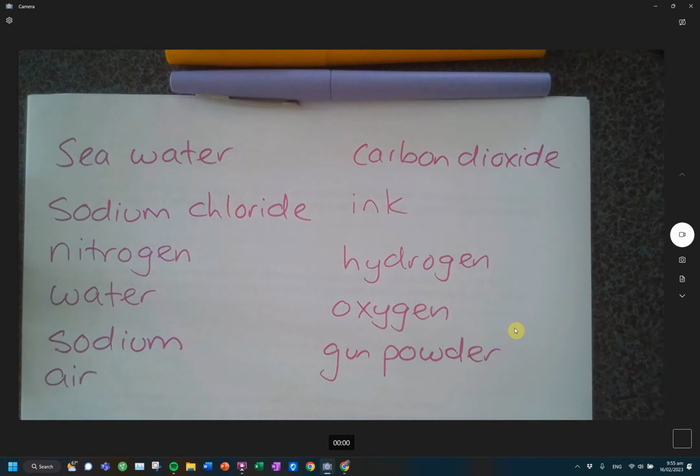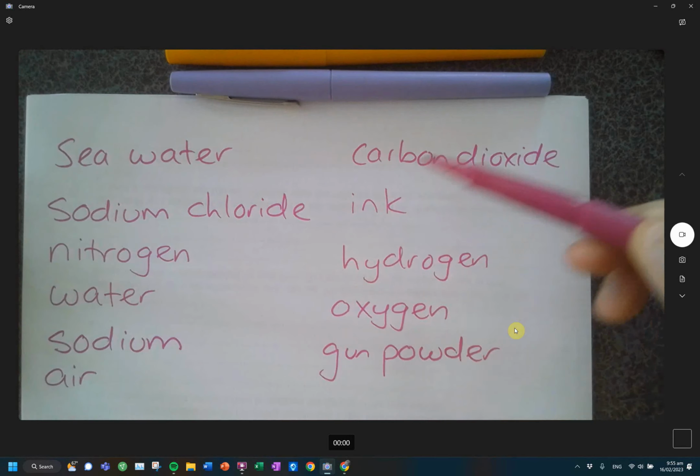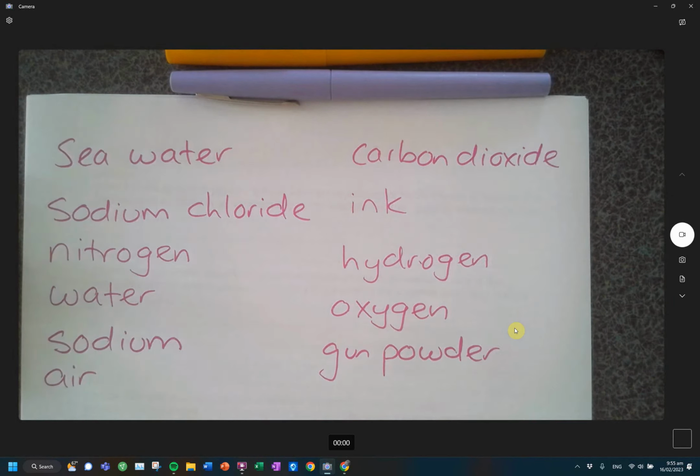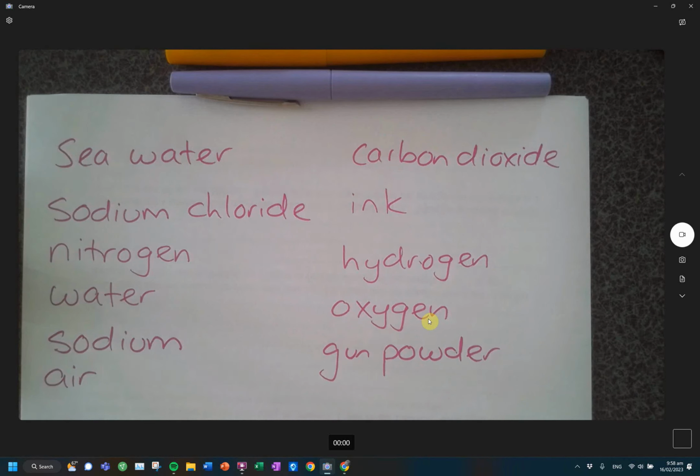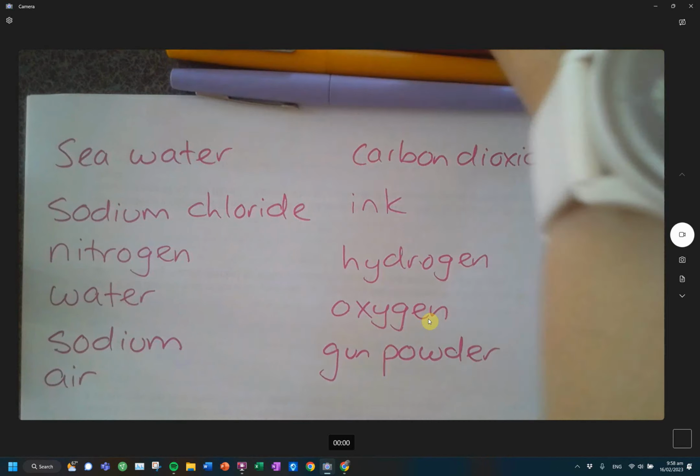So with these, what is that? 1, 2, 3, 4, 5, 6, 7, 8, 9, 10, 11 words. I want you to figure out what 3 groups they belong in. All right, I'm giving you another hint. What I'm going to do is write down all the chemical formulas for these things.